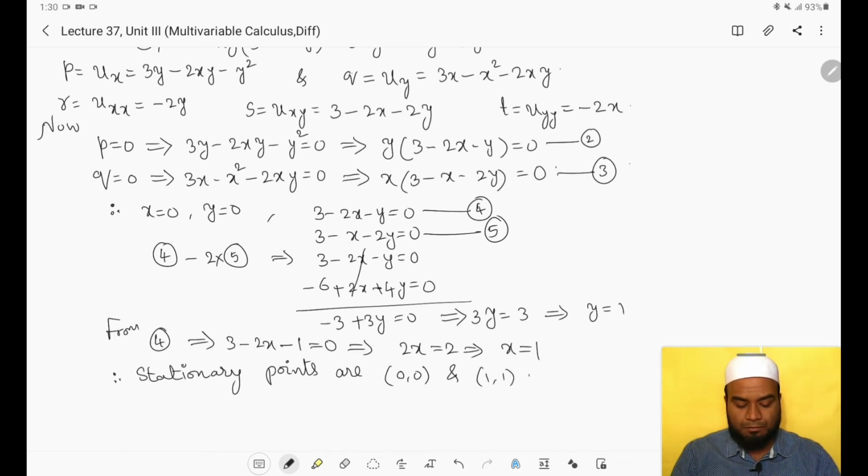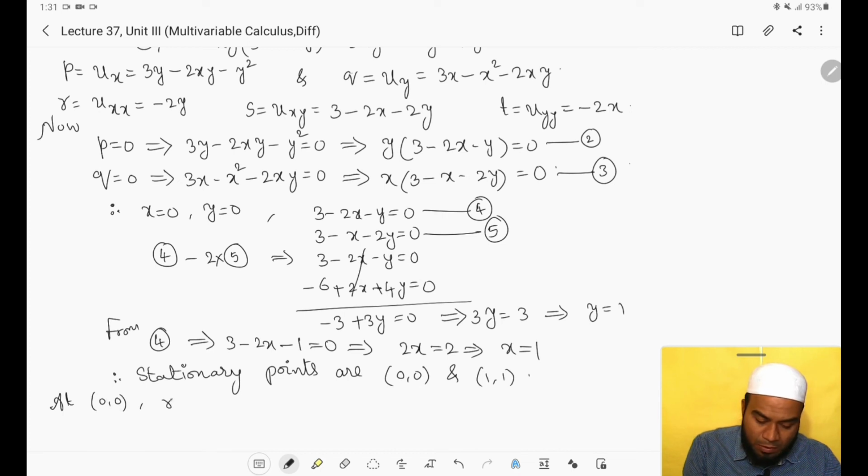So now at these stationary points, what we have to do? We have to evaluate at each stationary point. Consider 0, 0 and evaluate r, s and t. Then find rt minus s square and try to give the conclusion. So next we have to consider the second stationary point, that is 1, 1, evaluate r, s, t, then rt minus s square and try to give the conclusion. The same procedure we have to follow for each stationary point. Now first consider the first stationary point at 0, 0. What will happen?